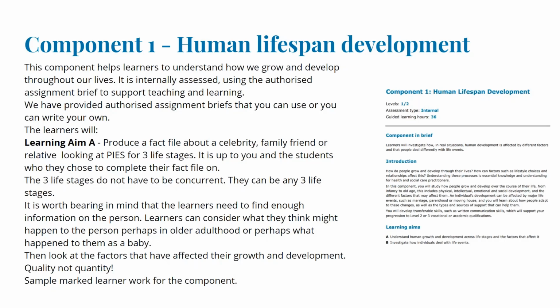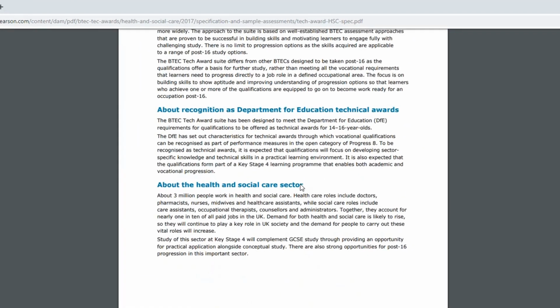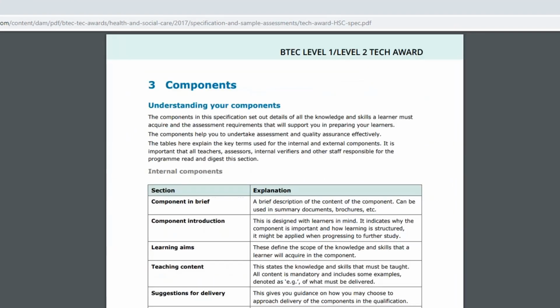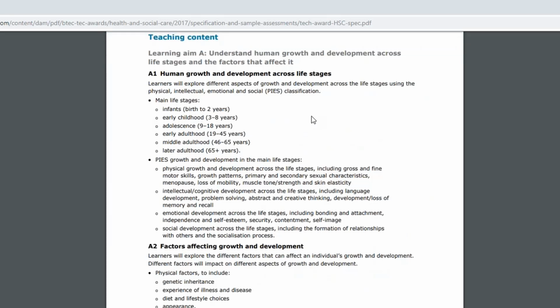So component 1, now this one's quite a biggie. It's quite a big task, and it's about producing a fact file about life stages. The students pick 3 life stages. And the life stages are available in the specification so that you can have a look at it. So if we look at component 1, life stages, it will give you the list of life stages that the students can choose. The students choose 3 life stages and they produce a fact file about the person that they've chosen.